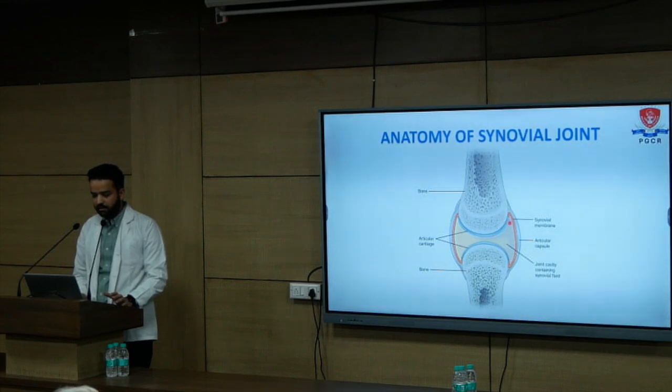Synovial fluid is surrounded by the synovial membrane, and outside, a capsule is present. The hyaline cartilage forms the articulating cartilage covering of synovial joint.